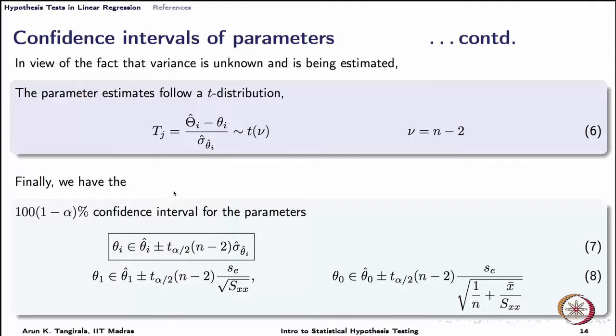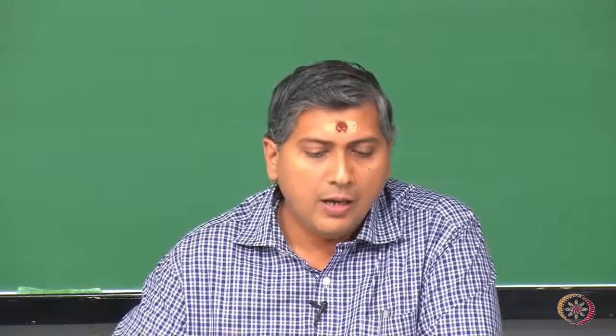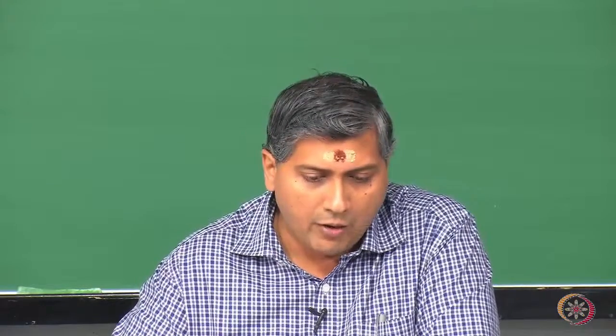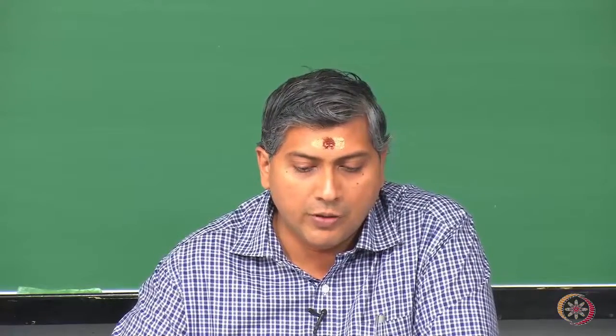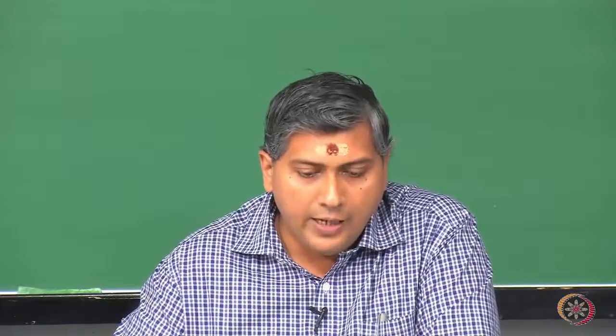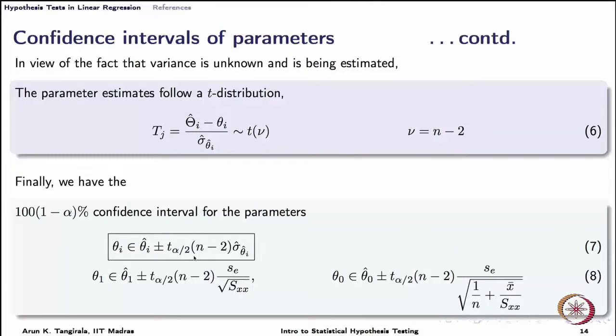Now, once we have this sampling distribution, we know from our previous lecture how to write the confidence interval. For the ith parameter, because we are looking at a two-sided test all the time, we are asking if the slope is 0 and the intercept is 0, that is theta 1 is 0 and theta naught is 0. Therefore, we are looking at a two-sided confidence region with significance level alpha. So, the 100 times 1 minus alpha percent confidence interval for the ith parameter is theta I hat plus or minus t alpha by 2, n minus 2 degrees of freedom, times sigma hat theta I hat.